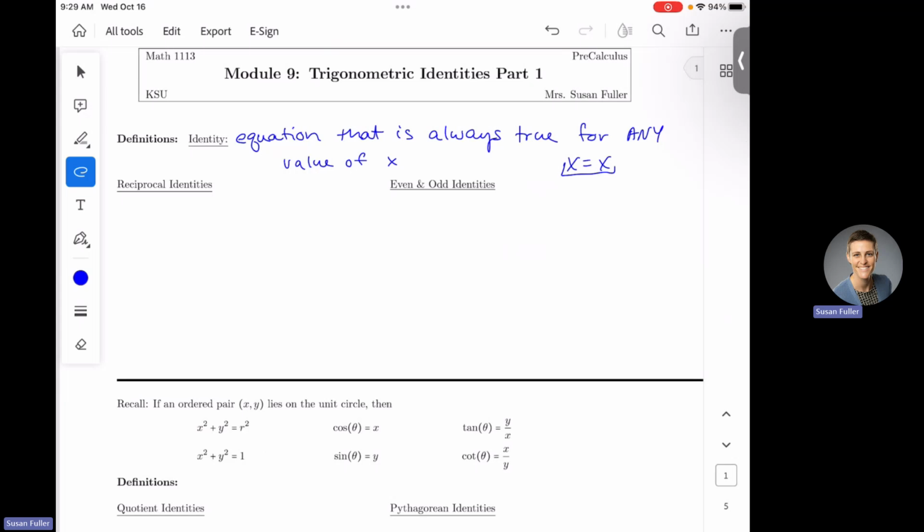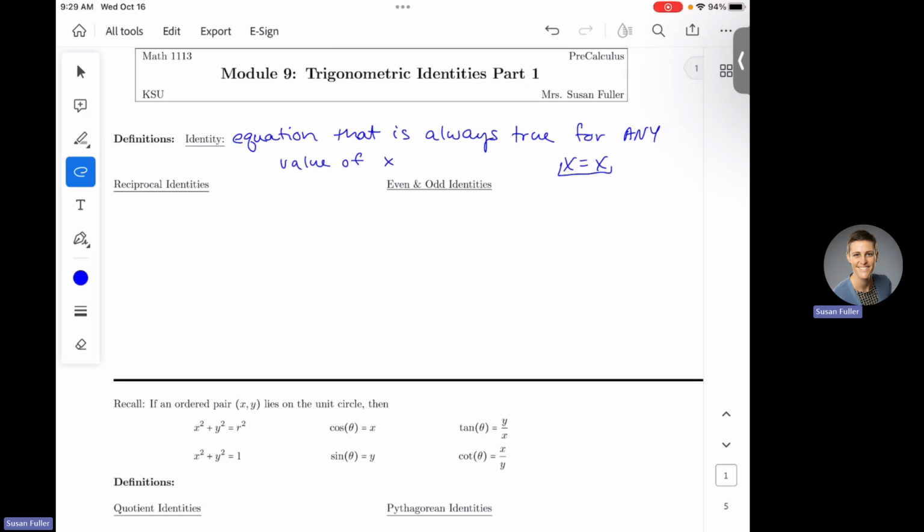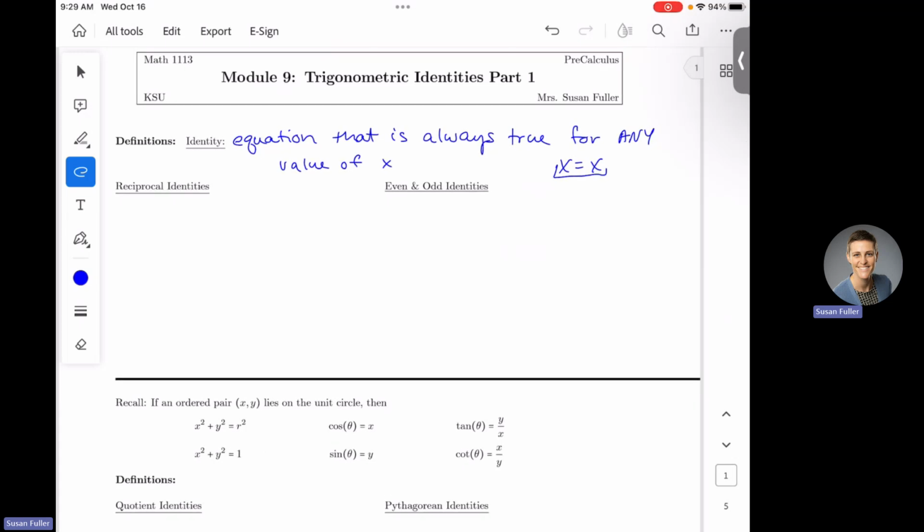And we're going to use these to rewrite trig functions, because sometimes working with trig functions isn't the easiest thing in the world. And if we can rewrite it and kind of change the structure of it to look a little bit different, it'll be easier for our brains to process and work with. So we already have a lot of identities. We just haven't really put that name on them. So the first set of identities that we have are reciprocal identities.